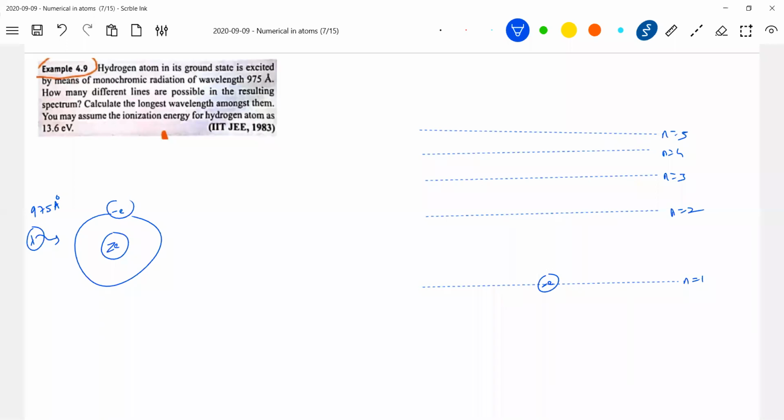How many different lines? Hydrogen atom. See, is one atom possible? No, it should be hydrogen gas only. Though in the question, if you get hydrogen atom, still you have to treat it as if it were a gas, like hydrogen gas filled up in a container. Can I isolate one photon? Not possible, no.